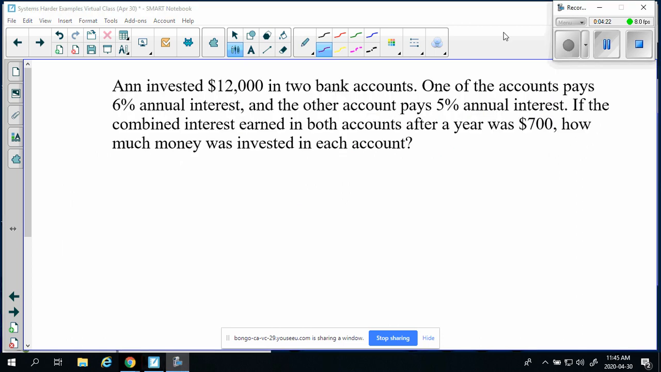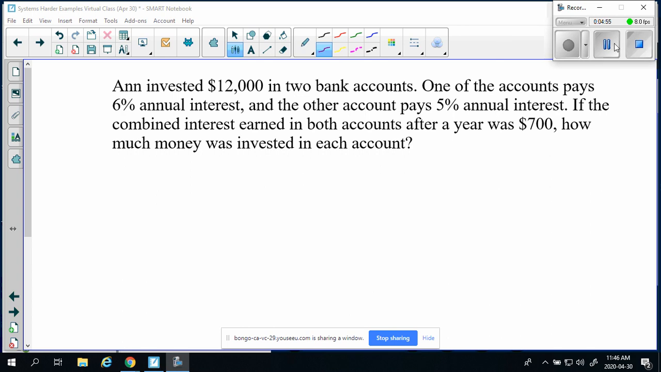Anne invested $12,000 in 2 bank accounts. One of the accounts pays 6% annual interest, and the other account pays 5% annual interest. If the combined interest earned in both accounts after a year was $700, how much money was invested in each account? Can you write a system that is 2 equations with 2 variables to help you solve this problem?